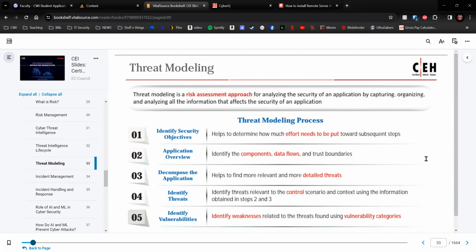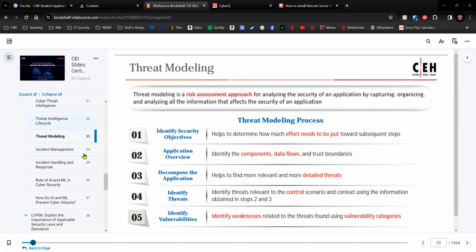You have identify security objectives, which helps determine how much effort needs to be put towards subsequent steps. Application overview: identify the components, data flows, and trust boundaries. Decompose the application, which helps define more relevant and more detailed threats. Identify threats to the control scenario and context using information obtained in steps 2 and 3. Identify vulnerabilities: you identify weaknesses related to threats found using vulnerability categories.